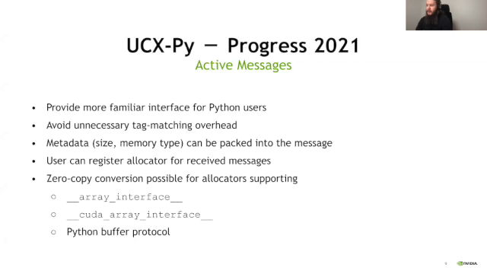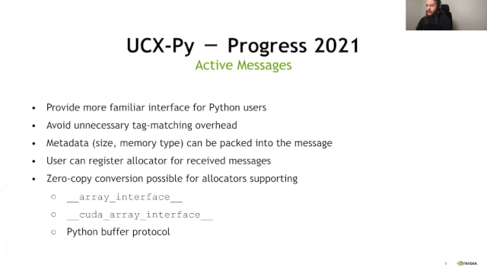With the introduction of active messages, UCX-Py can now provide a more familiar interface to Python users in both asynchronous and core APIs. In addition to that, we can avoid tag matching overhead, as existing UCX-Py applications don't make use of that feature today.